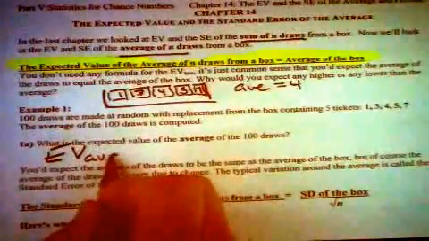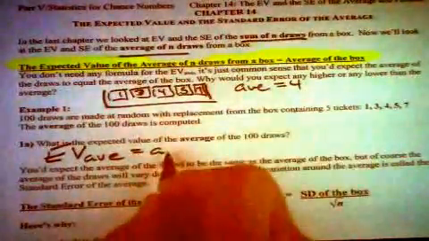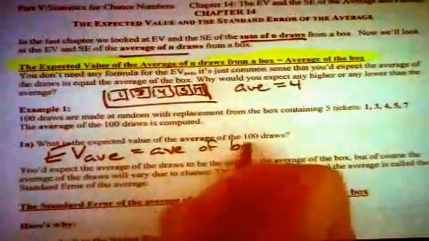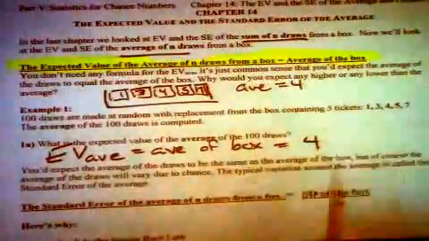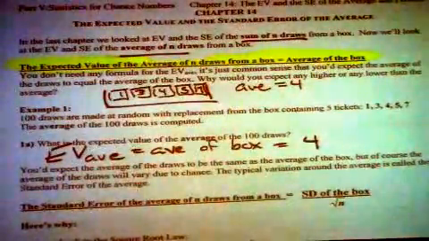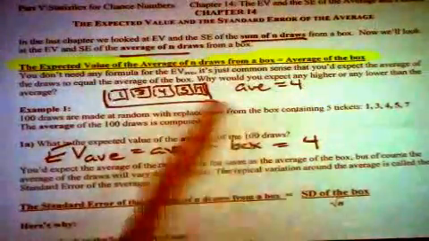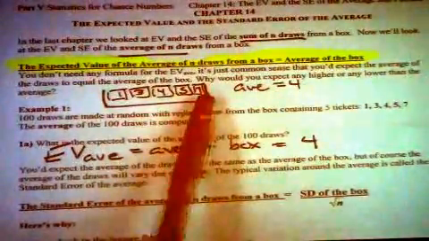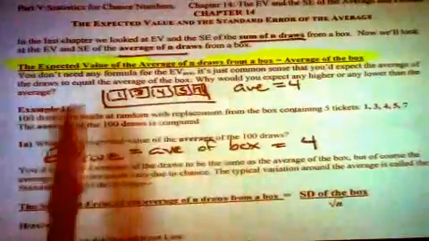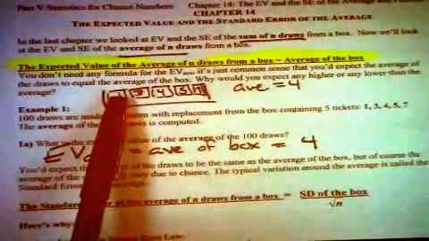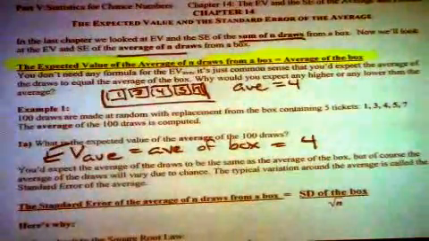It's just the expected value of the average is just going to be what? It's just going to be the same as the average of the box, which is 4. You don't have to learn any formula at all. Okay? Does that make sense to everybody? You wouldn't expect to get more 7s, higher than the average. You wouldn't expect to get lower than the average. You'd expect to get the average.